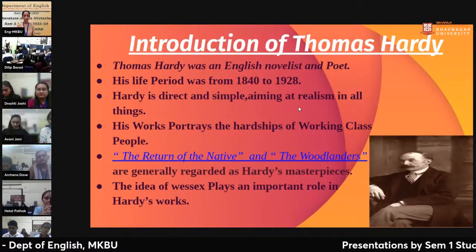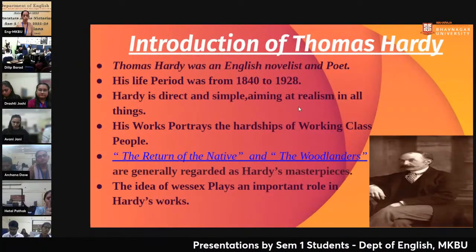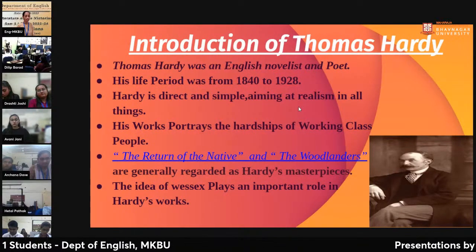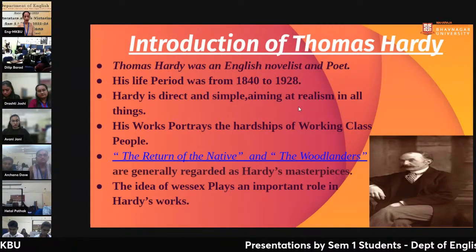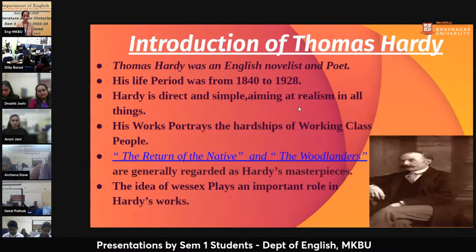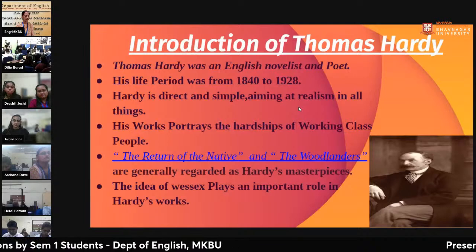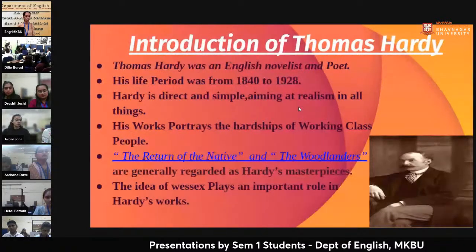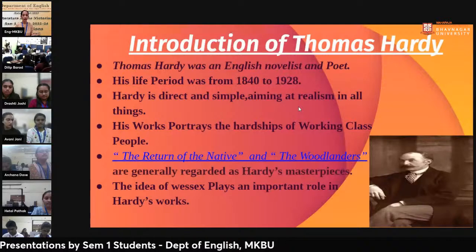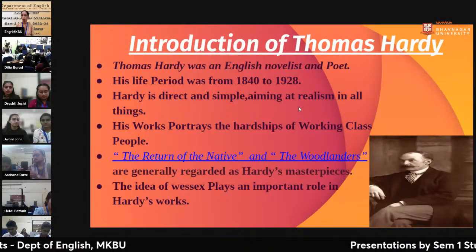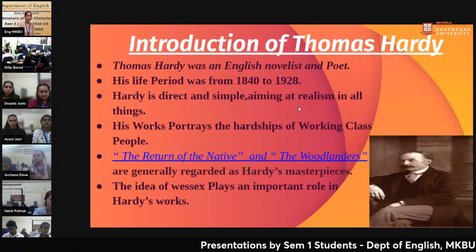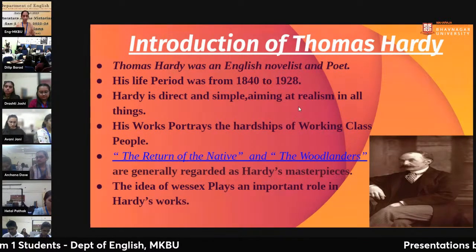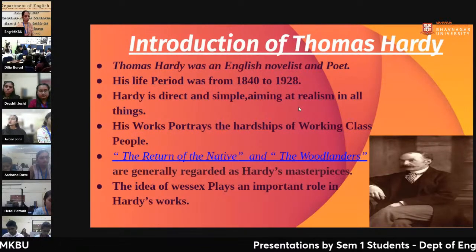Thomas Hardy was an English novelist and poet. His life period was from 1840 to 1921. Hardy is direct and simple, aiming at realism in all things. His works portray the hardships of working class people. The Return of the Native and The Woodlanders are generally regarded as Thomas Hardy's masterpieces. The idea of Wessex plays an important role in Hardy's novels. Hardy makes a man a significant part in all his novels. He is considered the realistic novelist of the Victorian era. His novels are generally powerful and sometimes fascinating, but not pleasant from the reader's point of view.